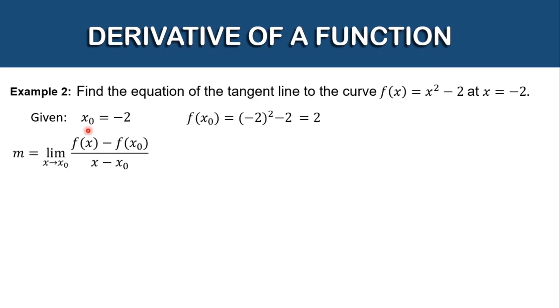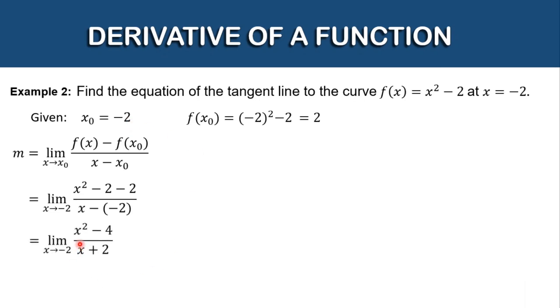And by substitution, f of x is equal to x squared minus 2. So x squared minus 2 minus f of x sub 0 is equal to 2. That's why we have negative 2 here. All over x minus negative 2 because x sub 0 is negative 2. Then let's just simplify this. In the numerator, we have x squared minus 4. And in the denominator, we have x plus 2.